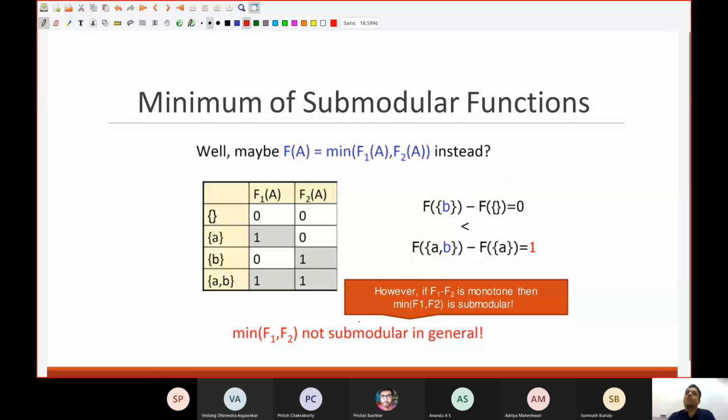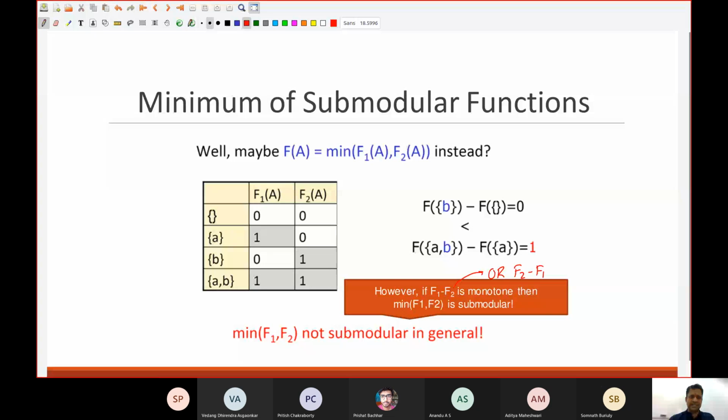So yeah, no proofs. I think I'm trying to provide some intuition. Sorry? What if F1? Yeah, either way. So the question was, what if F2 minus F1 is monotone? F1 minus F2 or obviously F2 minus F1 is monotone. The symmetry is there.